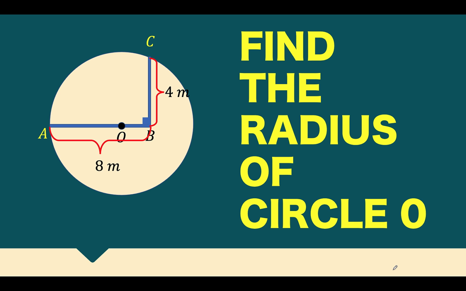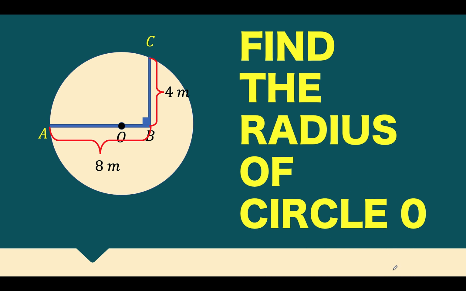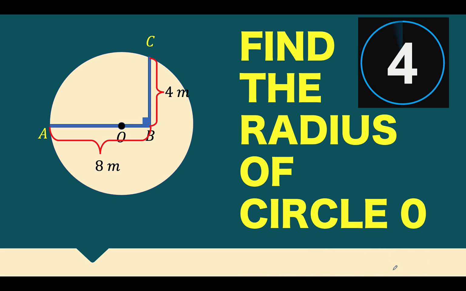Here's our math problem for today. Let's say we have this circle O and we draw these two line segments AB and CB that are perpendicular with each other. Suppose that the length of segment AB is 8 meters and the length of segment CB is 4 meters. We would like to find the length of the radius of circle O. You can pause the video and see if you can solve this geometry problem.